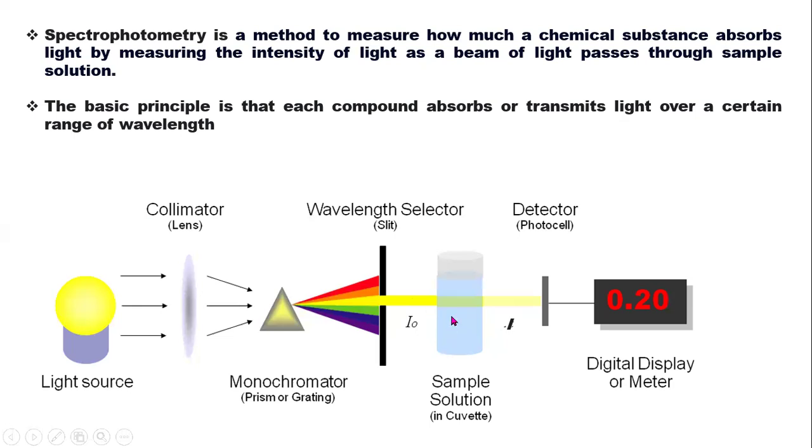So the higher the substance or solute concentration, the more light will be absorbed, and the less light will be transmitted. You have a photocell or a detector that will transmit the signal that you receive from the solution, and you have your digital display as your output, the absorbance that is being displayed.